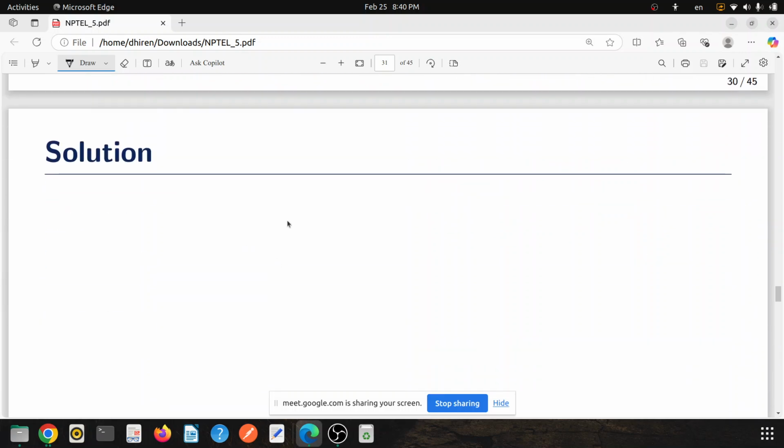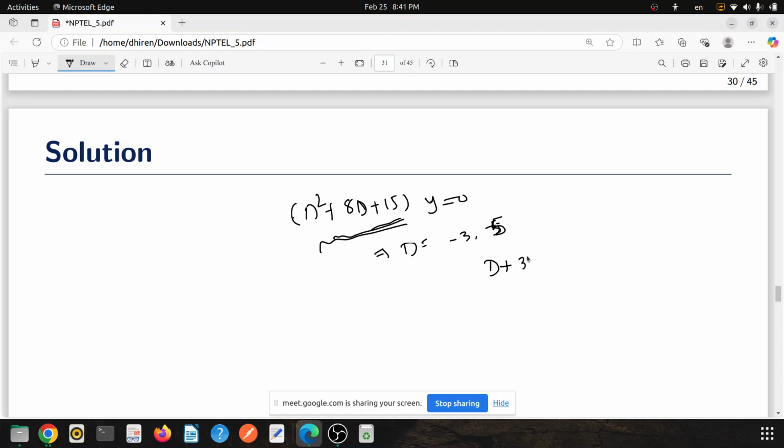So here, let's say the auxiliary equation is D square plus 8D plus 15 y is equal to 0. If you solve this equation, then you will get the value of D as minus 3 and minus 5. That means you will get D plus 3 y and D plus 5 y equal to 0.